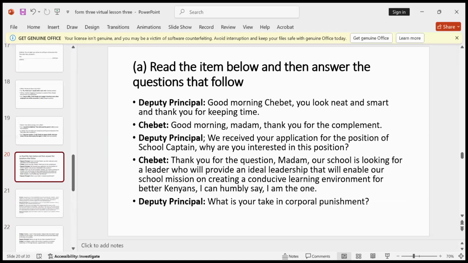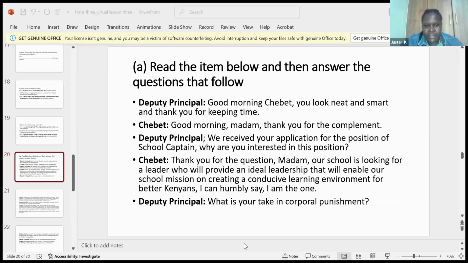If there's a page you would like me to display more, you can type in the chat. I will see it. Please attempt, guys. Please attempt.